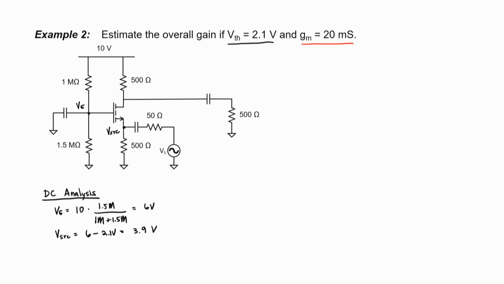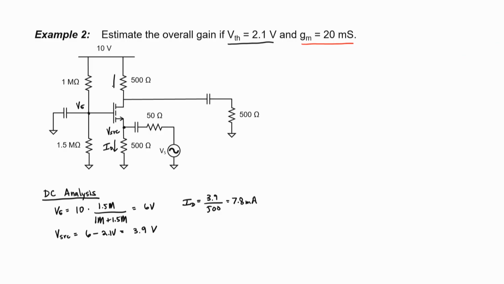Give or take a little bit of voltage there, but it's a reasonable estimate. We have the DC value for the source voltage, and I can now find the DC drain current. It's just the source voltage divided by 500, so we wind up with 7.8 milliamps. You might notice that the drain current here is less than the drain current was in the previous example, and that probably explains why the transconductance is lower.